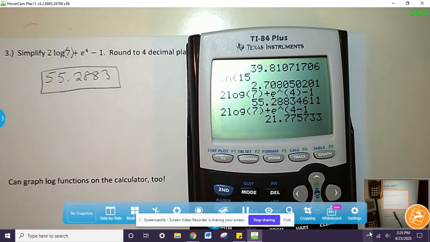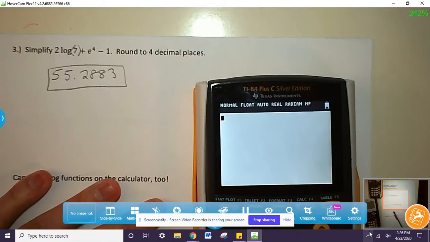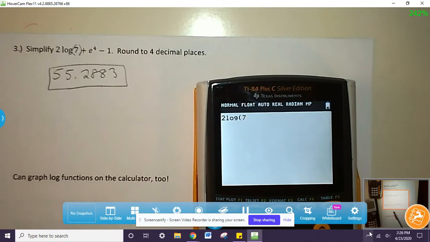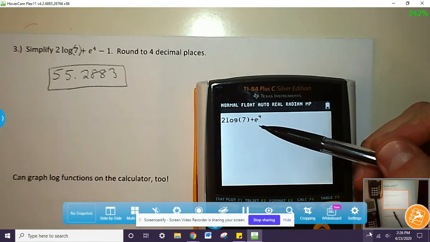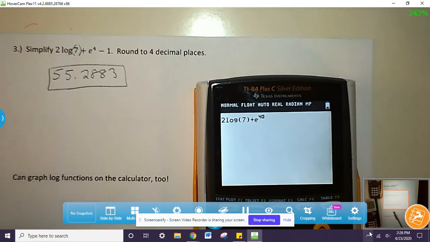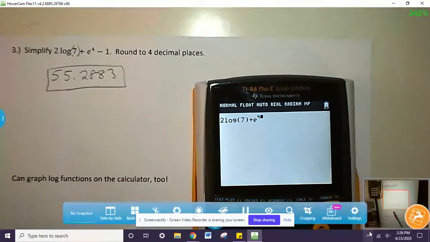And then just for those of you who have the newer graphing calculator, just to show you, you have 2 log of 7. You also have to close the parentheses before you go ahead and do e to the power. But your calculator, if you have a newer one, or if you're using the online one, it actually raises the exponent up there. So before you put that minus 1, you want to get out of the exponent.